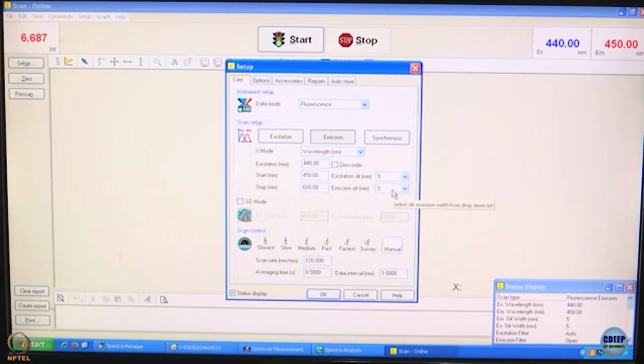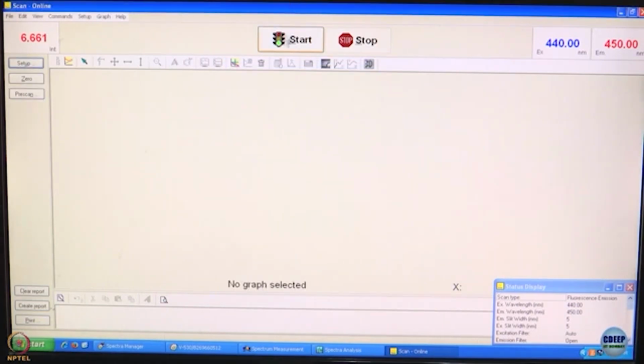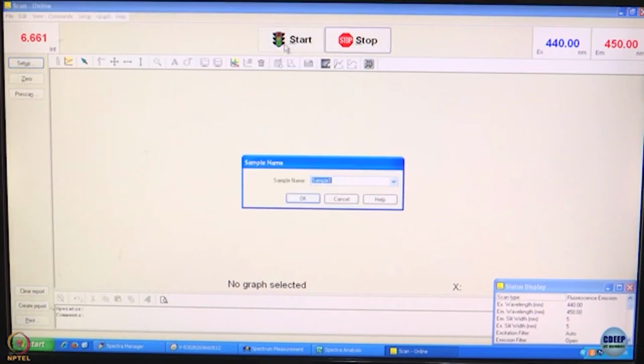nanometer kind of bandwidth. And for now, we are going to record at 120 nanometer per minute, and we are using an averaging time of half a second. We are going to change this and we will see how that affects our spectrum. The last one is the data interval we have kept at 1 nanometer. This is fairly common for UV visible range, but if required you can change it. So, this is our setup. I am now going to record an emission spectrum.